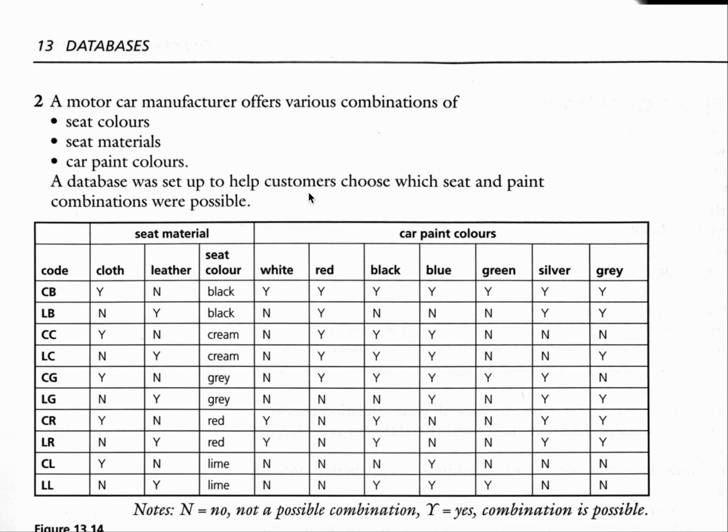We can just assume that the name of the database or the table is something in regards to the motor car company. No questions will be about that. But you do need to pay attention to certain fields of this table. We have the seat material field, and there are subfields for cloth and leather, and the seat color, all for the seat of the car. And then we have different categories for the paint color of the car.